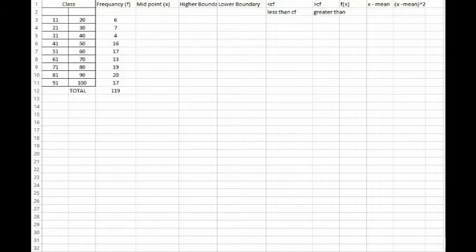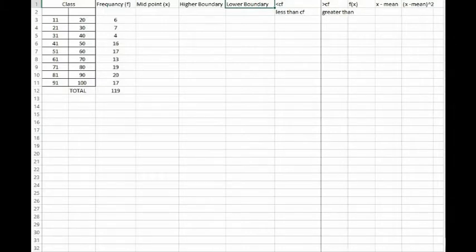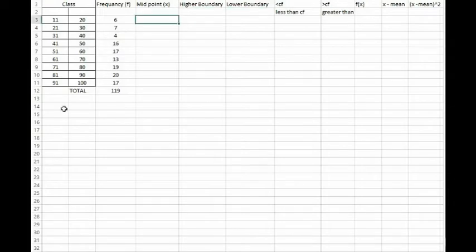Kung paano tayo magko-compute ng central tendency of a group data. So first, nakita natin, we have the class, the frequency, we have to get the midpoint of every class, the higher boundary, the lower boundary, the less than CF, the greater than CF, the f of x, f times x, the x minus mean, and x minus mean squared. So first of all, let's find what the interval.